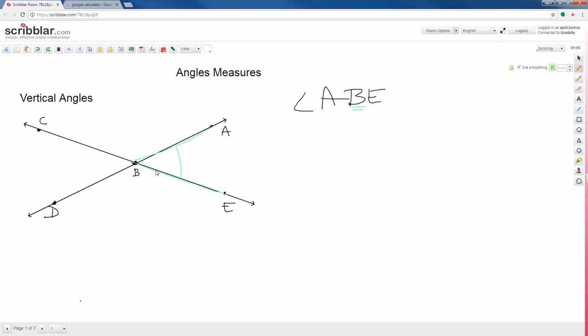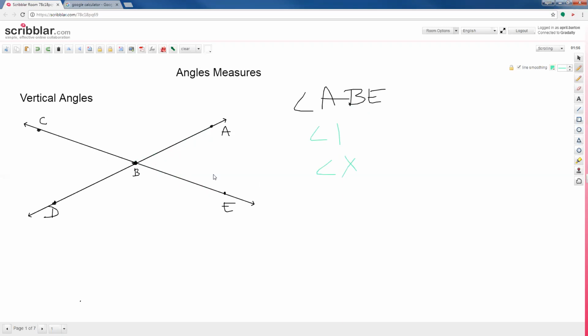Another way they can name it is they could just put a number or a letter inside. If we wanted to name it angle one, we could just have a one inside, and that's calling it angle one. Or we could change this and say X is inside, and then we could label it angle X. So there's a couple of different ways to actually talk about these angles. So we have to know each of these ways so we know what we're looking for. I'm going to clear a little bit of this out so that we have the picture without the writing on it.